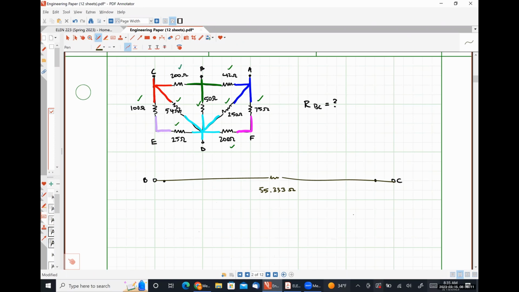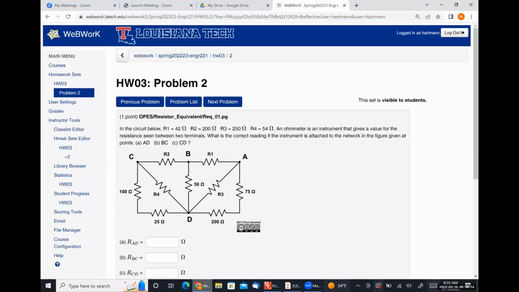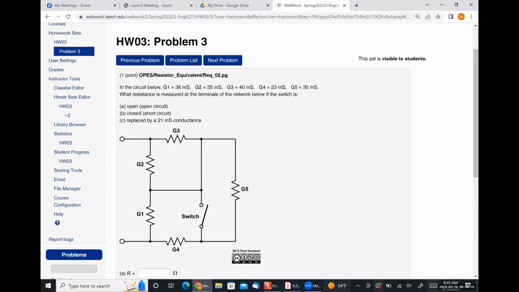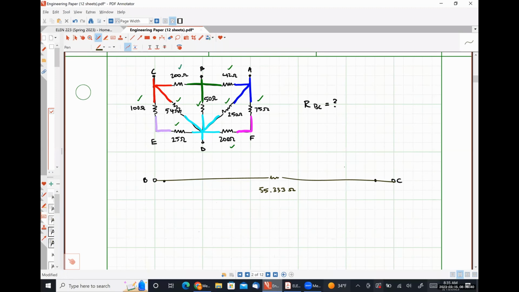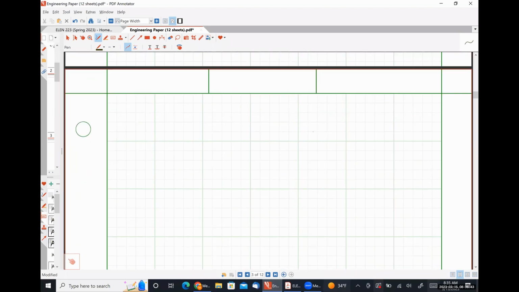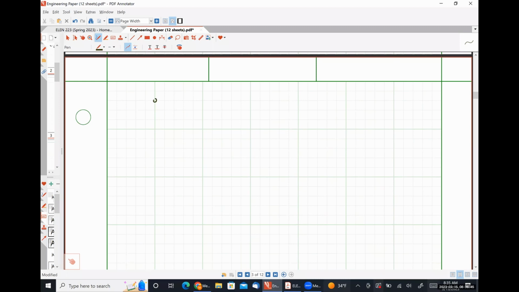Let me see if I can find a problem in the web work here that has a short circuit, so that we can address what was happening. So this one definitely has a switch closed. Okay, so let's look at this particular problem, and we're going to look at part B in particular, where that switch is closed. So we have the following network.